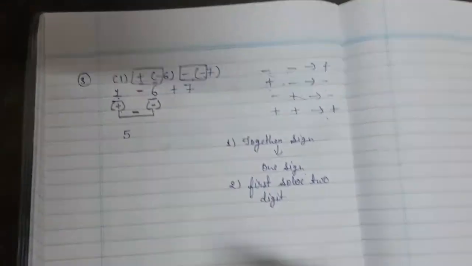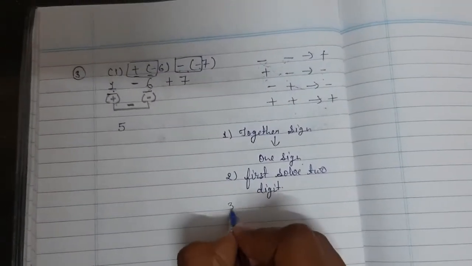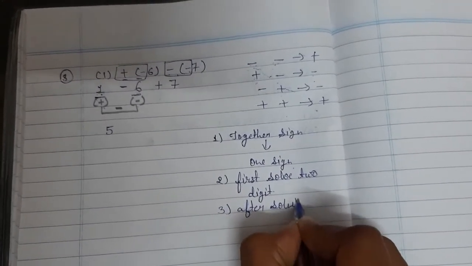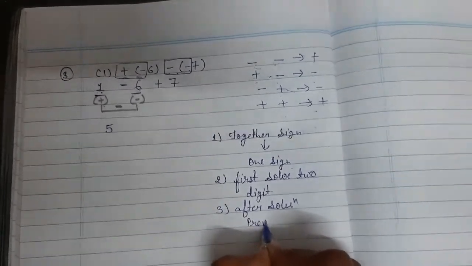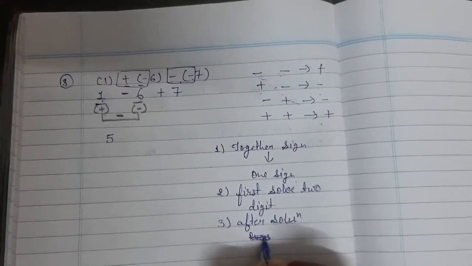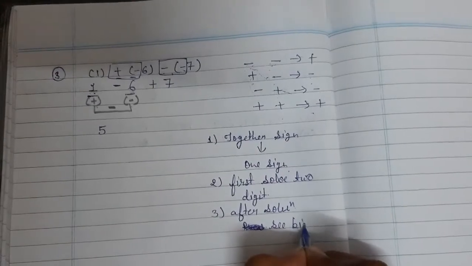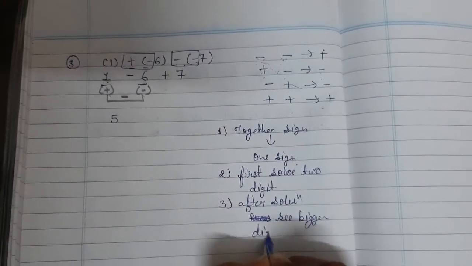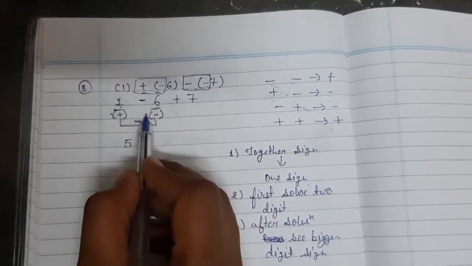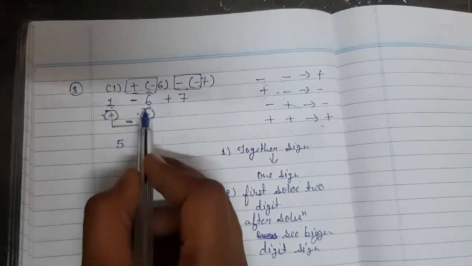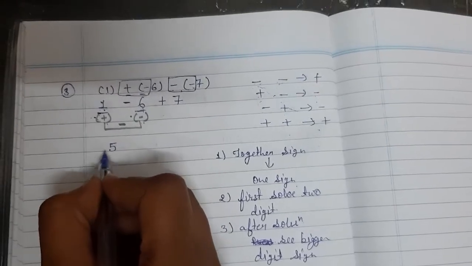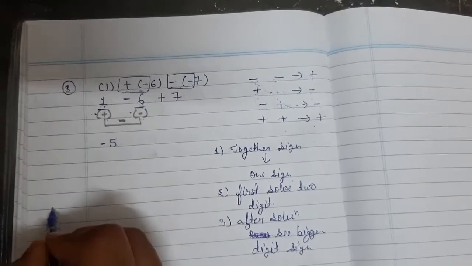Now third step: after solution, see the bigger digit's sign. What is the bigger digit's sign? In between you have solved these 2 terms only, and which one is the bigger digit? 6, and the sign of 6 is minus. So you have to put this minus symbol in your answer also.